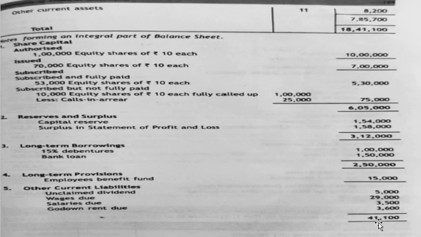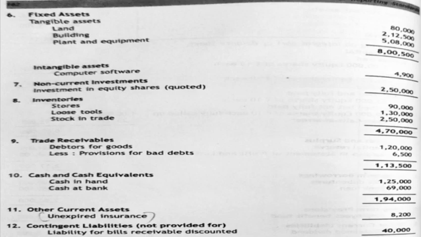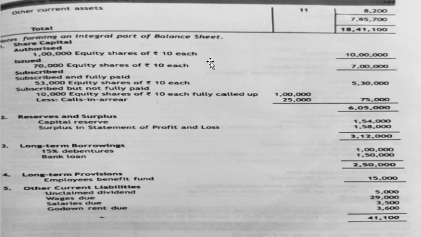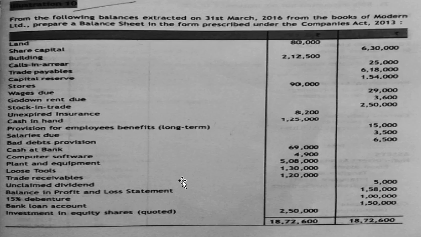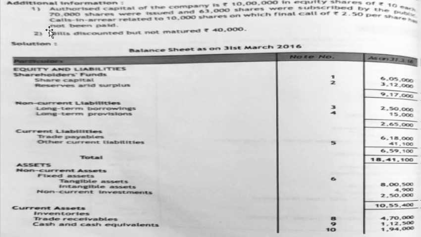The working notes we are going to prepare: first, the working note will be share capital authorized. In the question they have also given us the adjustment, additional information: the authorized capital of the company is rupees 10 lakh, in equity shares of rupees 10 each. 70,000 shares were issued and 63,000 shares were subscribed by the public.